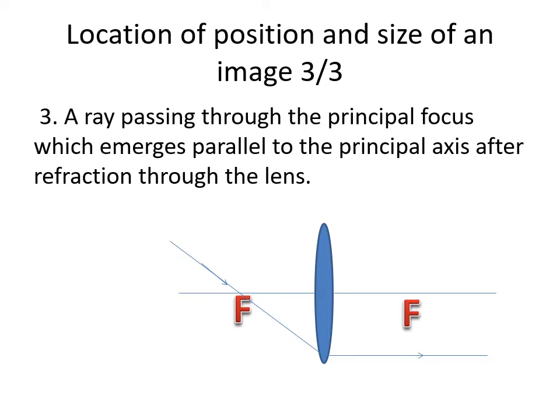Take the third case, where a ray passing through the principal focus emerges parallel to the principal axis after refraction through the lens. You can see the ray diagram on your screen. Any of the three cases above can be used to locate the position and the size of an image.